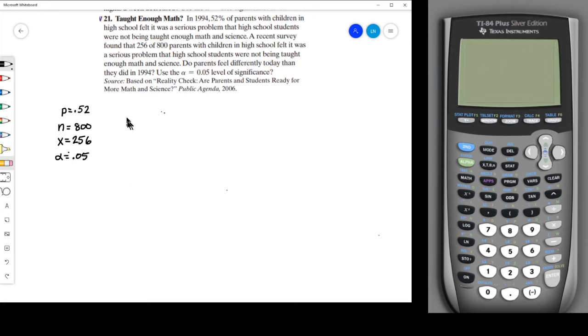Okay, so let's set up our hypotheses, always the first step. H0, you shouldn't have to think about H0 because it is always going to be written right here. Our null hypothesis is that the proportion is 0.52. Our alternative hypothesis, we have to go back to the question being asked: do parents feel differently today? Again, not more, not less, just differently. So differently is not equal to.